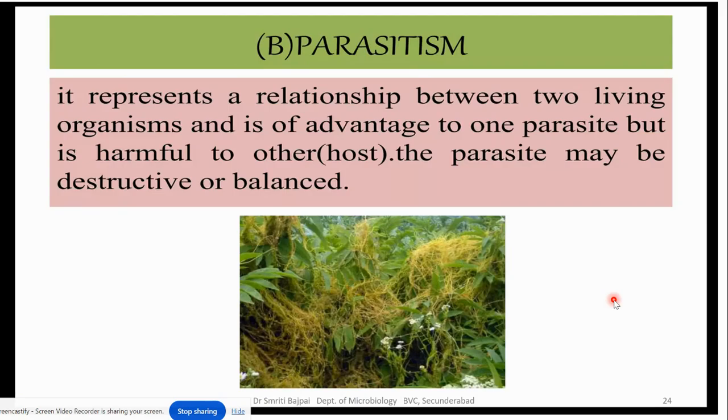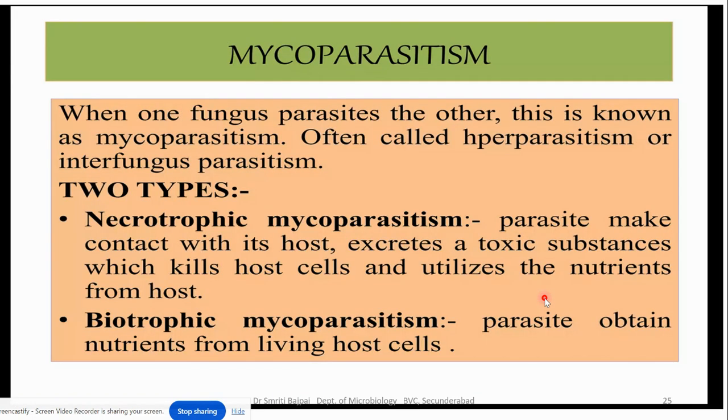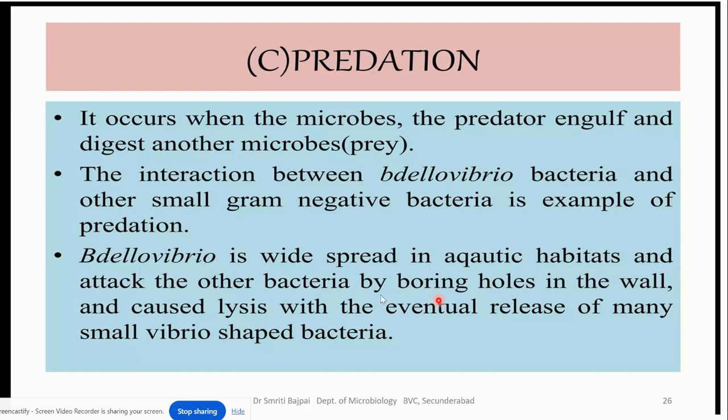Now coming to the second negative association, parasitism. It represents the relationship between two organisms where only one is advantageous and for the second it is destructive or harmful. This is also one type of mycoparasitism. Now coming to predation, it occurs when the microbe, the predator, engulfs and digests the other microbe. So the predator will engulf the prey.